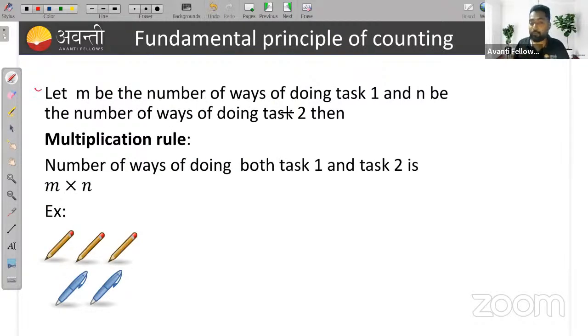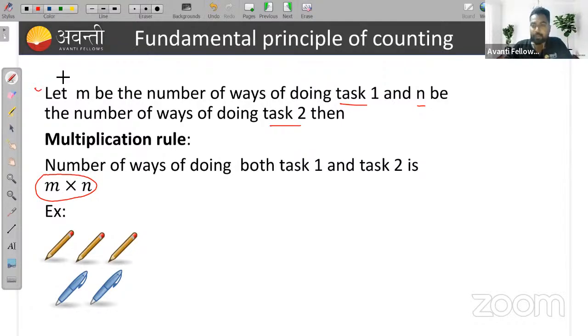Let m be the number of ways of doing task 1 and n be the number of ways of doing task 2. If task 1 can be done in m ways and task 2 in n ways, the total number of ways of doing both task 1 and task 2 is m into n. This is the fundamental principle of multiplication, or the multiplication rule.